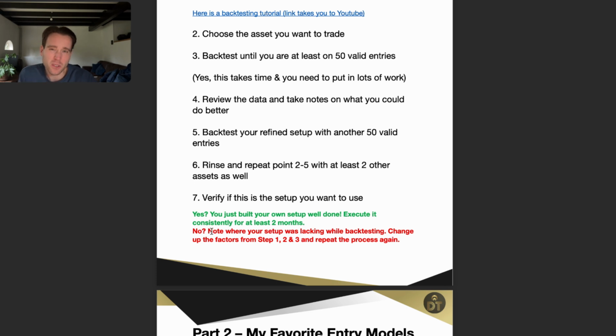If it's still not very nice, you don't feel comfortable with it, fine. Make sure you know where the setup was lacking while backtesting and change out the factors you don't like. So maybe you had breakers in your entry model or order blocks and you don't like them. Remove them, insert fair value gaps or inversion fair value gaps or whatever confluence you like. And then repeat the process again. Build data, train your eyes, and make money in the process.